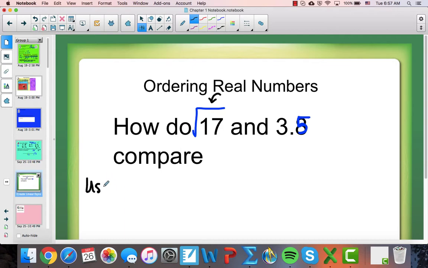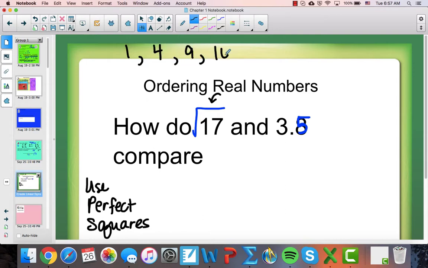So I use perfect squares to help me. All right, so we talked about perfect squares when we talked about the locker problem. So let's just remember our perfect squares: 1, 4, 9, 16, 25, 36, and so on. It means that their square roots, the square root of 1 is 1, the square root of 16 is 4, the square root of 9 is 3. The square root of 81 is 9, and so on, right?